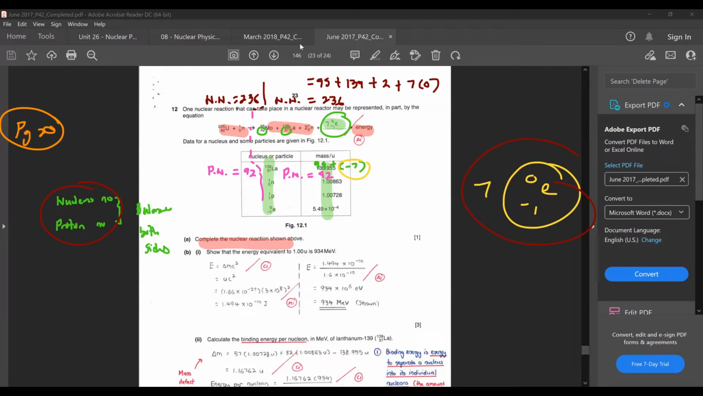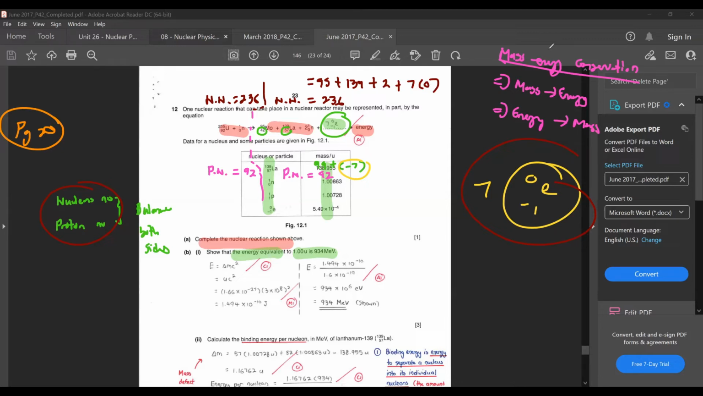Okay, now the next part here, under part B, if you look at part B1, they ask you to show the energy equivalent to 1U is 934 mega eV. So just now what I explained to you was that I mentioned something about mass energy conservation, where basically it says that mass can be converted to energy, and then likewise energy can also be converted to mass. This is what mass energy conservation actually means.